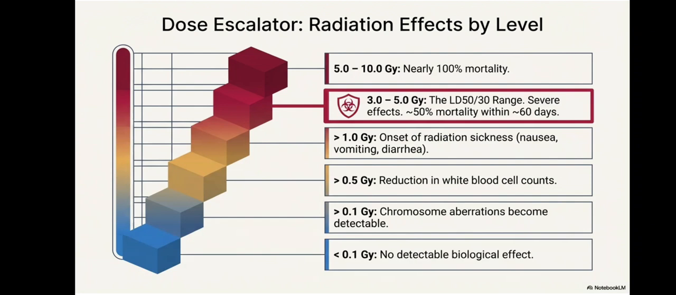At 5 to 10 gray, nearly 100% mortality, or death, occurs. At 3 to 5 gray, the LD50/30 range, the severe effect is 50% mortality within 60 days or within a week.